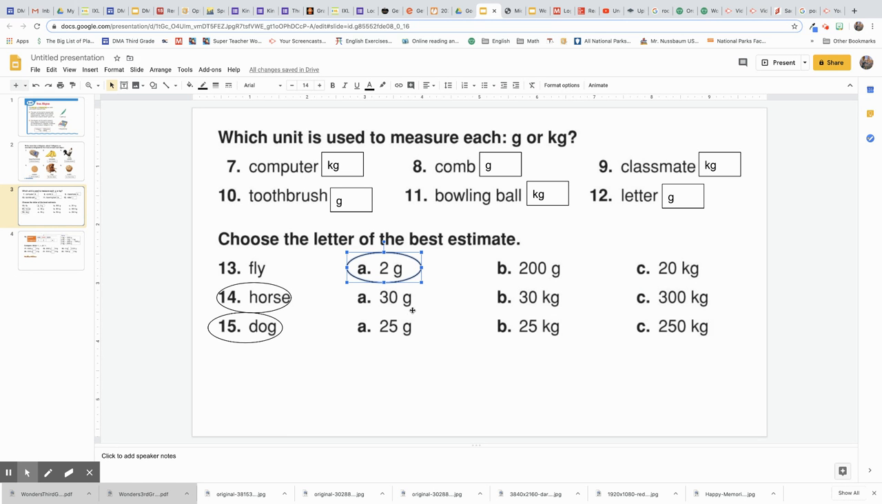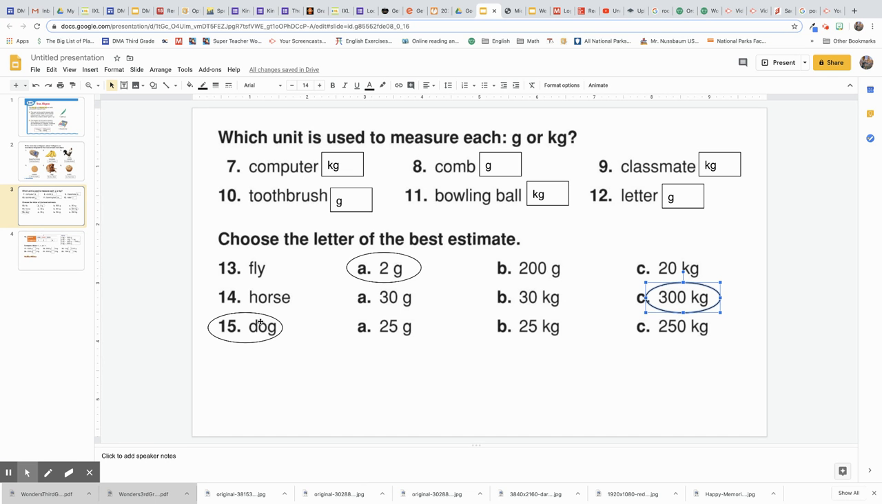Remember, grams are for lighter objects, so we could probably say no to this one. So 30 kilograms or 300 kilograms. If you've ever ridden a horse or been around a horse, they're pretty heavy, aren't they? So I think that if we're going to measure this horse in its mass, we're going to say it's more likely to be 300 kilograms than 30. More like 300 of your math books, not just 30 of them.